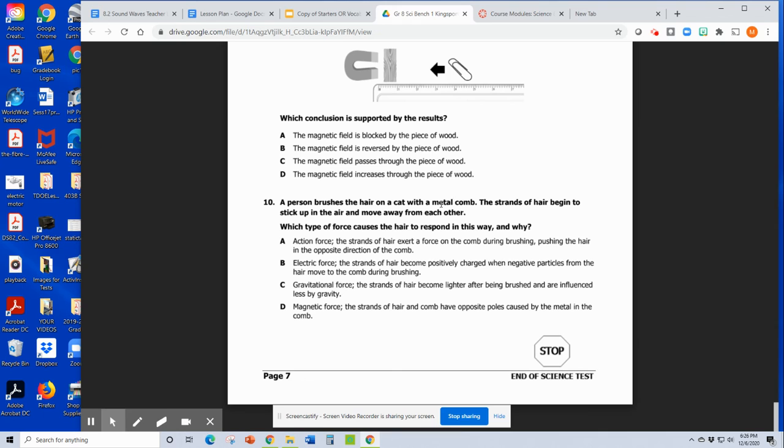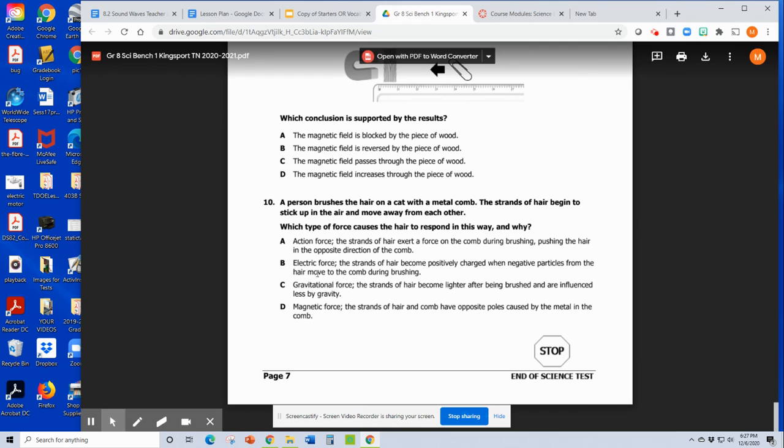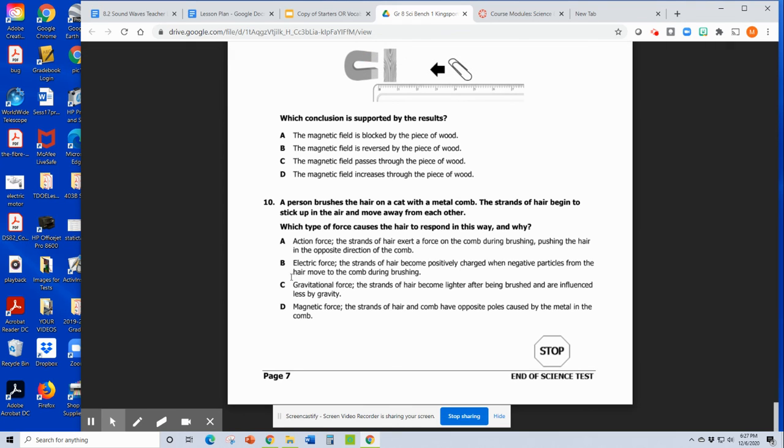And so I assume what's going on there is that we have some electrons that are leaving the cat hair and being attracted to the metal comb. That means the cat hair, since they lost electrons, is now all positively charged, and they're going to repel each other and move away from each other. Let's see. And right here's my answer. It's an electric force. The strands of hair become positively charged when negative particles from the hair move to the comb during brushing, and the correct answer is B.